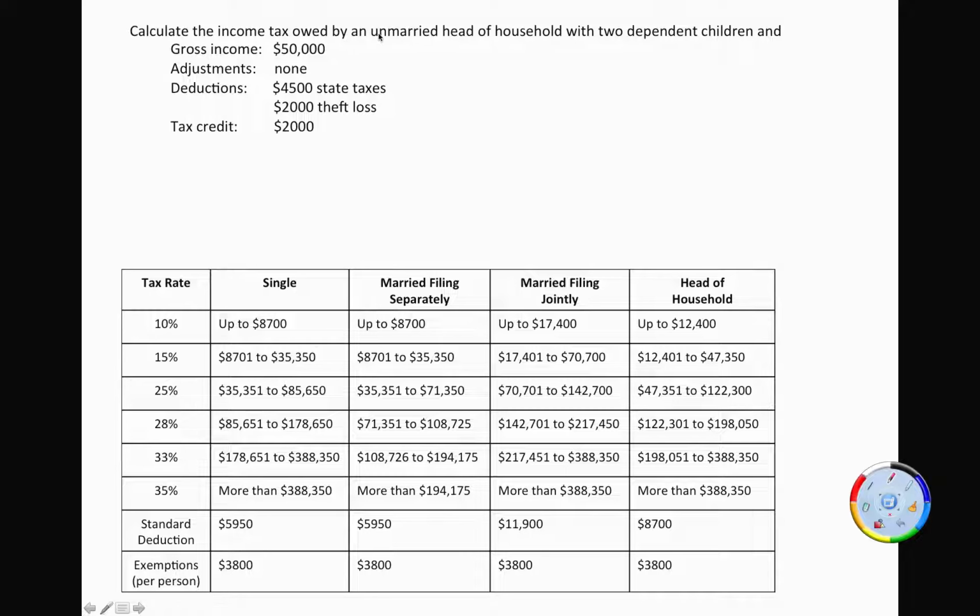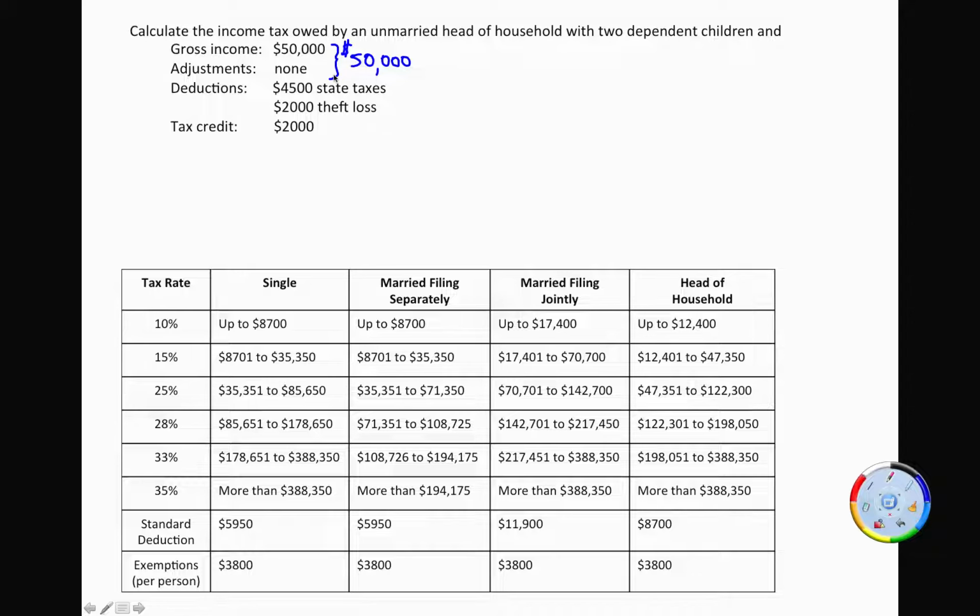Okay, calculate the income tax owed by an unmarried head of household with 2 dependent children and a gross income of $50,000 with no deductions. Yeah, much more reasonable. We don't live in a state that has state taxes, but I have lived in a state with state taxes before, so this is very reasonable. All right, so $50,000. So the first thing I do is find my adjusted gross income. In this case, since I don't have any adjustments, it still stays $50,000. Okay, do you remember what you do next?